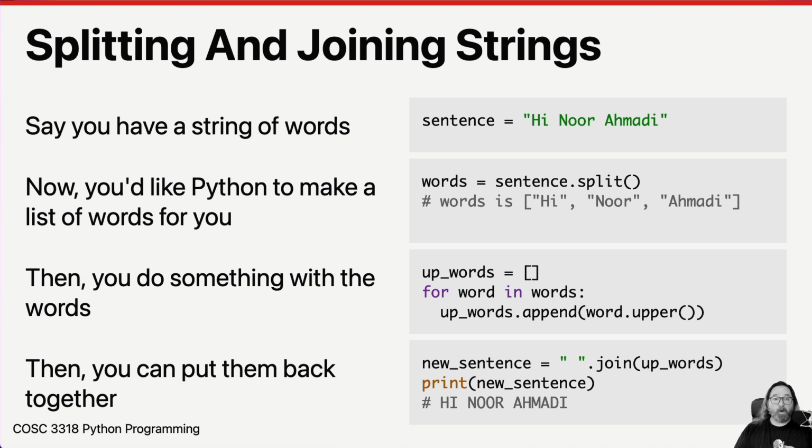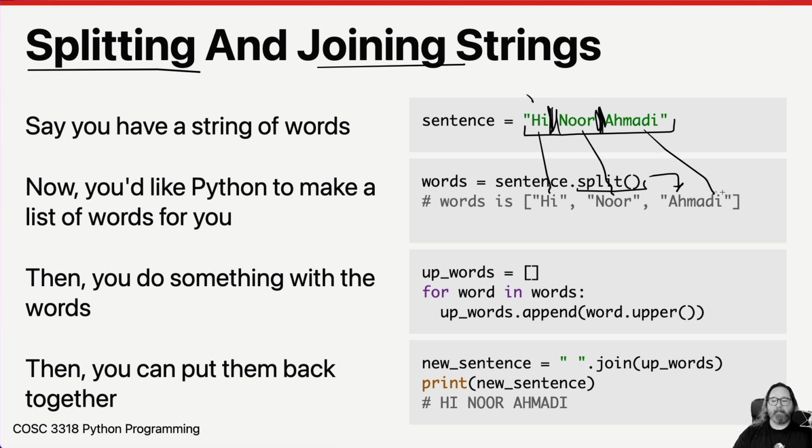A really important thing that we can do with strings is split them and then join them back together. What that does is it allows us to do something cool with the letters inside the string and sort of ignore the spaces. So in this case, let's say we have this sentence, Hi Noor Ahmadi. In Python, if we call dot split, this returns a list of everything that's been split on the white spaces like this. So we end up with a list that has three things in it: the word Hi, the word Noor, and the word Ahmadi.